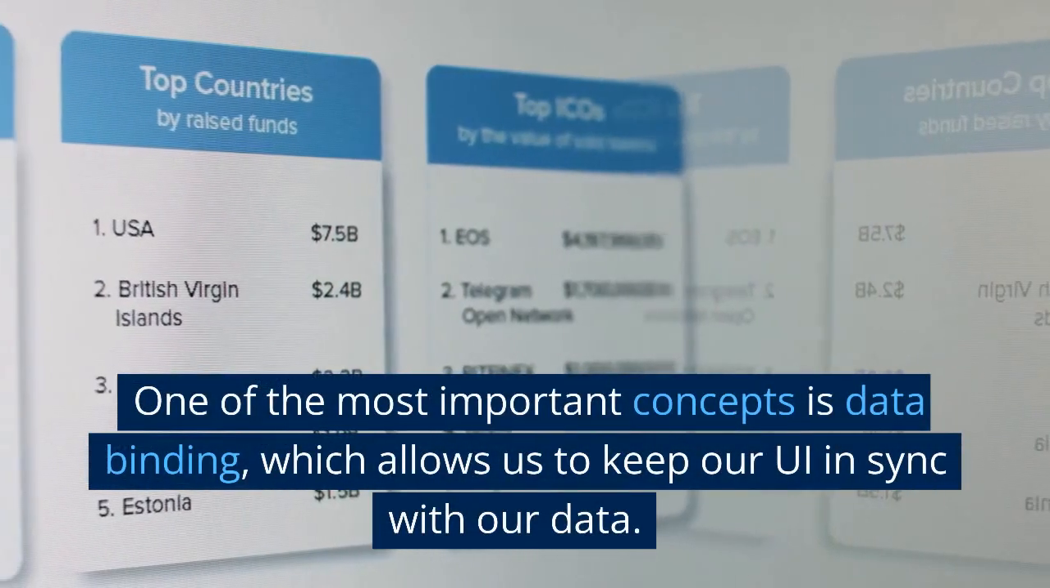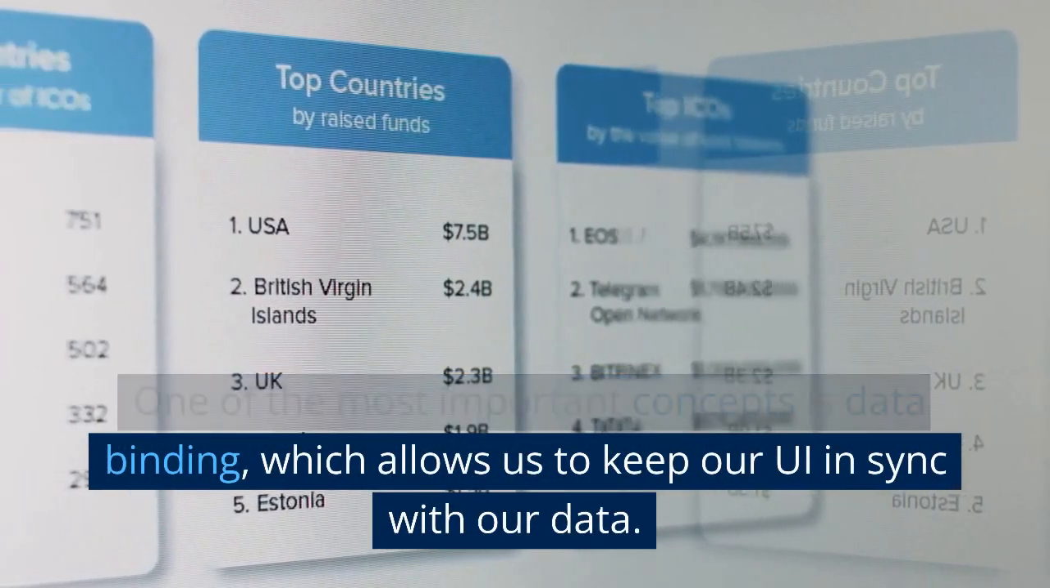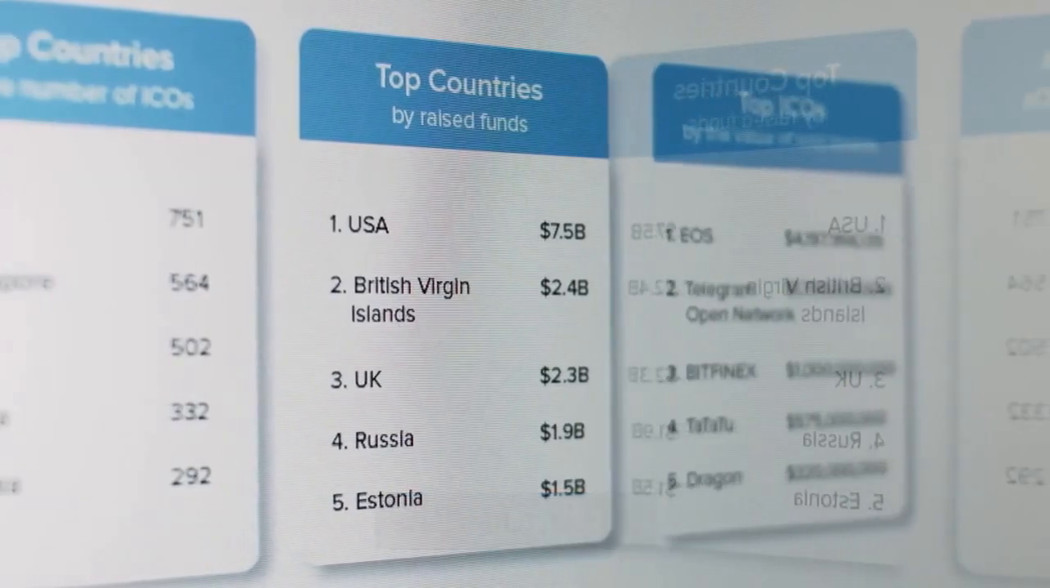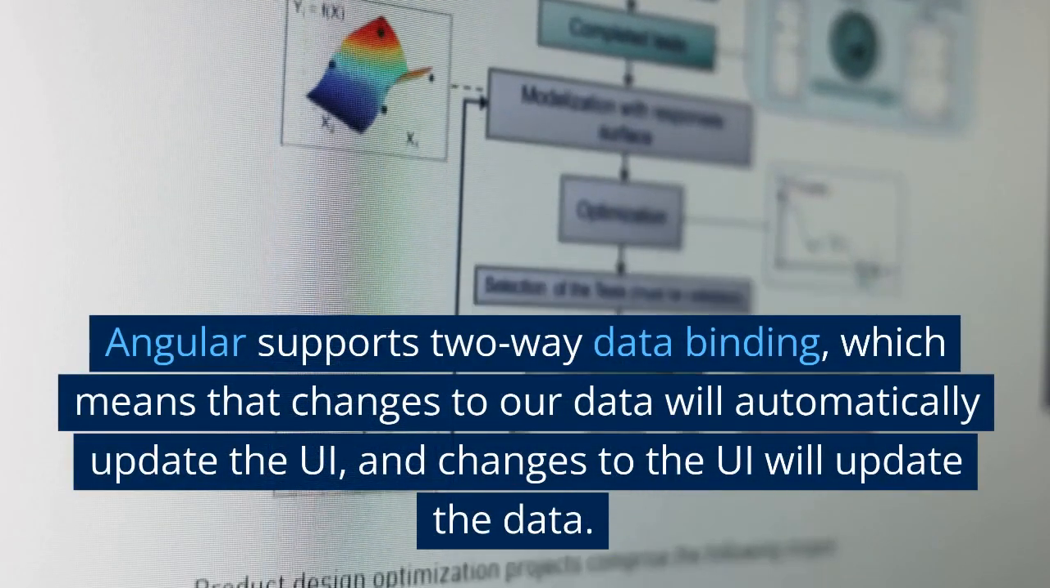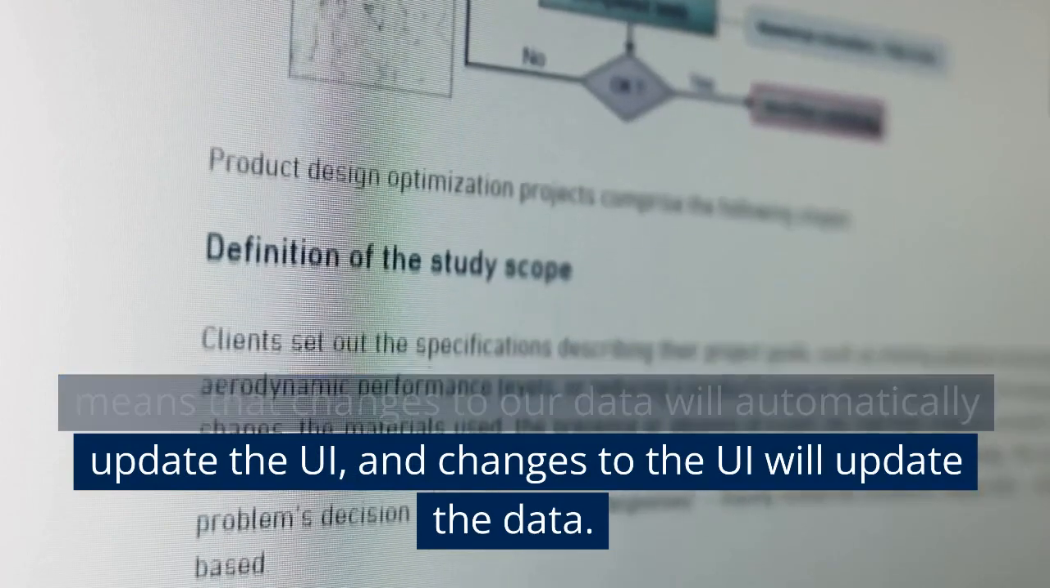One of the most important concepts is data binding, which allows us to keep our UI in sync with our data. Angular supports two-way data binding, which means that changes to our data will automatically update the UI, and changes to the UI will update the data.